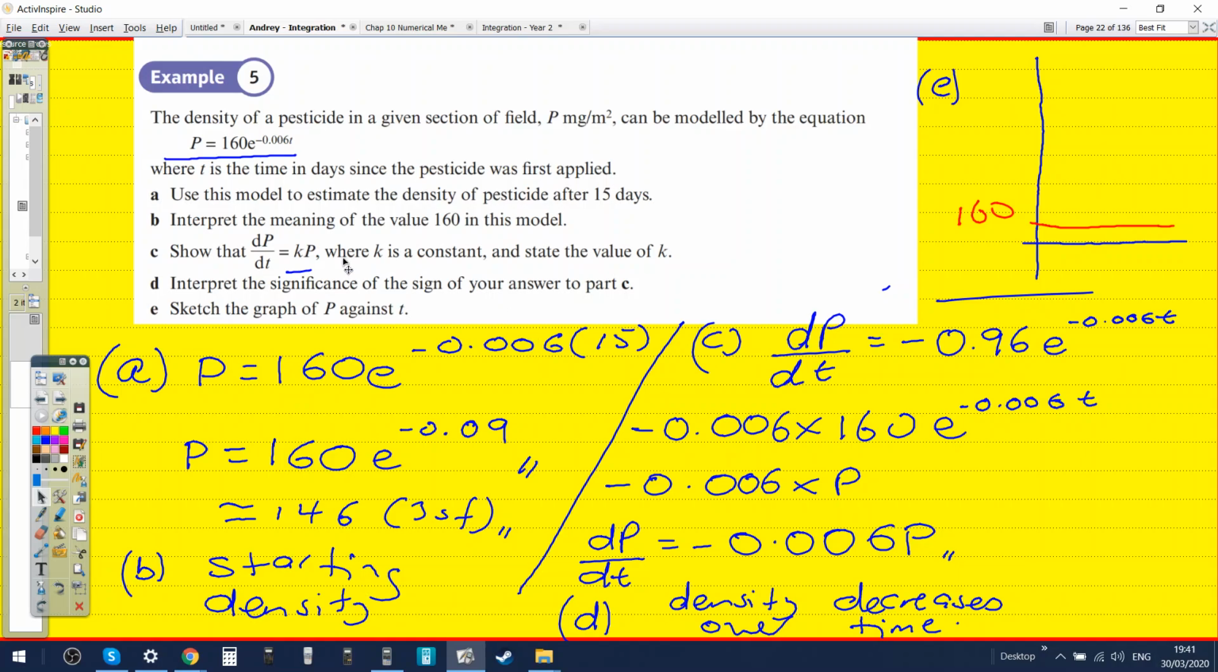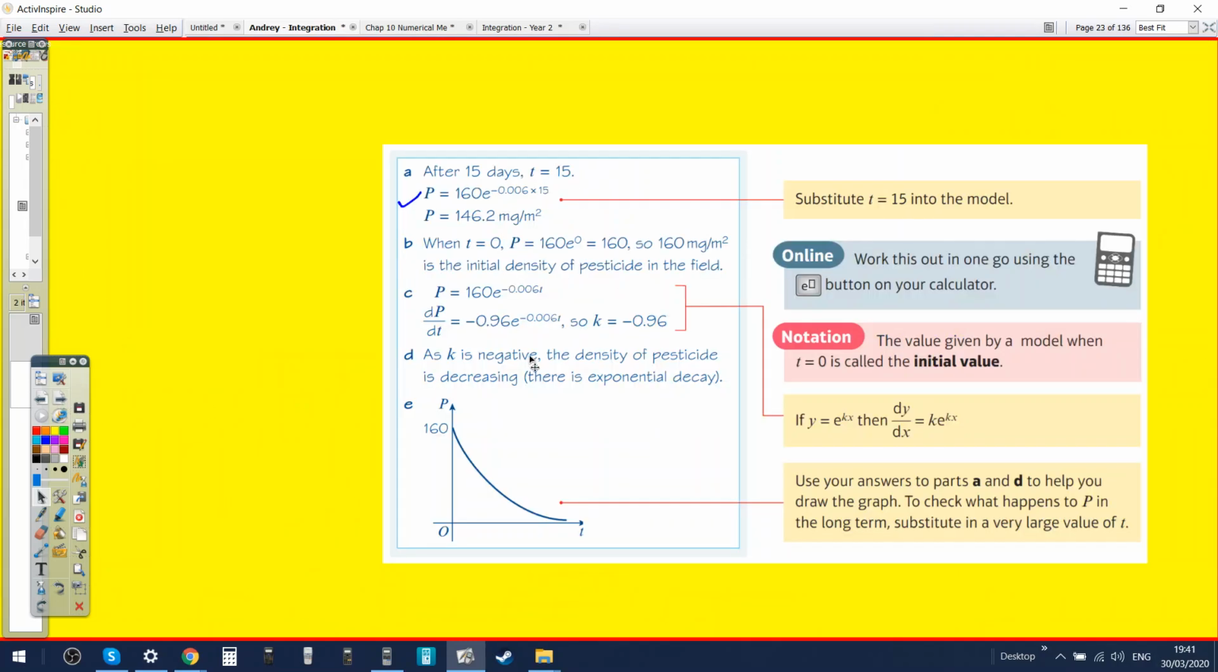Well, we'll see what the exam questions look like. Yeah. No, why would they do that? That's not correct. They made a mistake. Interpret the significance of the sign. As K is negative, the density of pesticide is decreasing, so it's exponential decay, and that's what the graph looks like. Okay, any questions there?